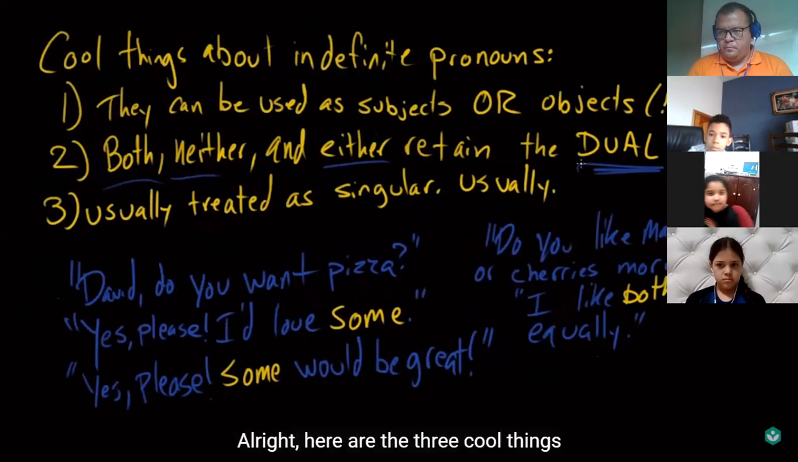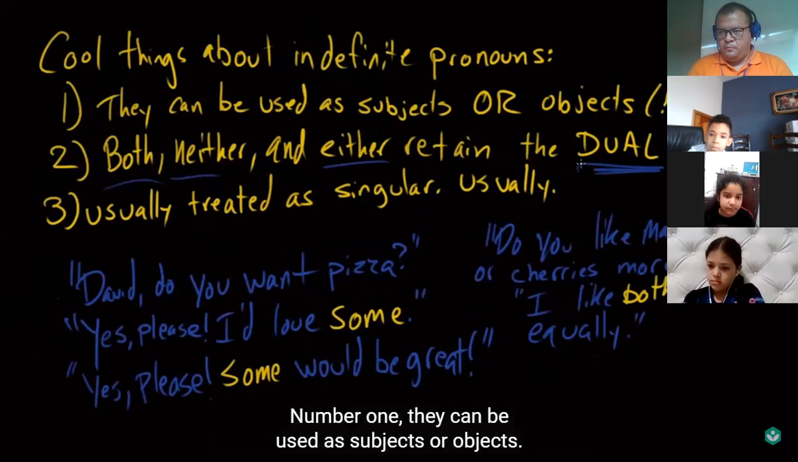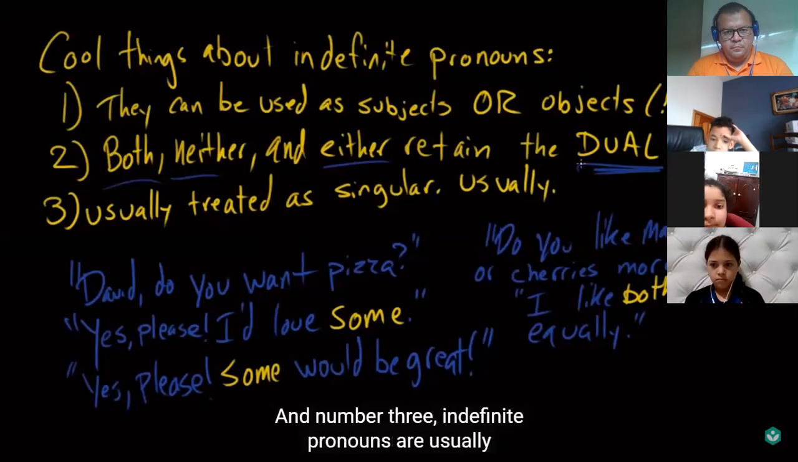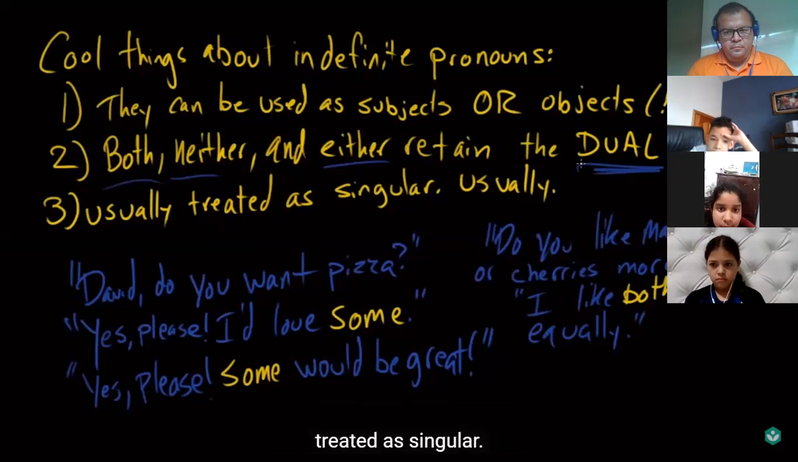Alright, here are the three cool things about indefinite pronouns. Number one, they can be used as subjects or objects. Number two, both, neither, and either retain the dual form, which is super weird. And number three, indefinite pronouns are usually treated as singular. Usually. I know that's confusing, but I have faith in you.